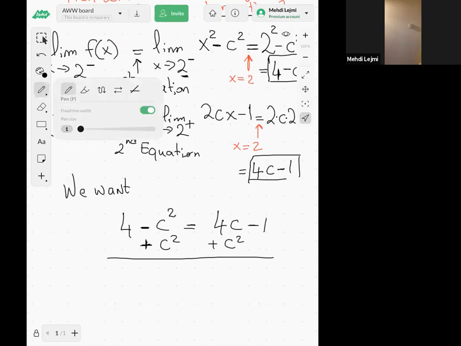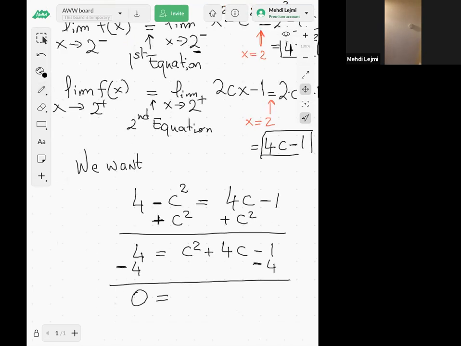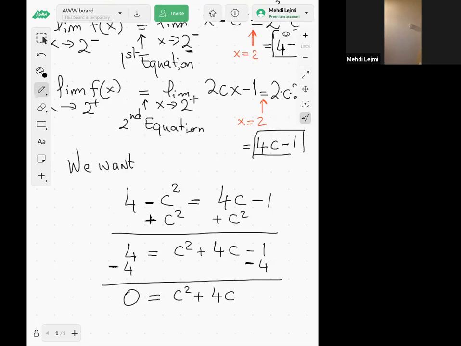So that will be 4 equals c squared plus 4c minus 1. Right? And then we can subtract 4. 4 minus 4 is 0. And on the right side, of course, it would be c squared plus 4c minus 1 minus 4, that would be minus 5. So it's c squared plus 4c minus 5 equal to 0. So this is a quadratic equation.